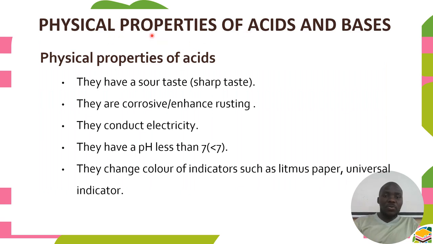Now we're going to look at the physical properties of acids and bases. The physical properties are properties which we are able to see. First of all, acids have a sour taste or a sharp taste. They are corrosive. When I'm saying corrosive, they can enhance rusting. They conduct electricity because when they are put in water, they are able to ionize and form ions. Acids have a pH less than 7. They change colors of indicators, such as litmus paper as well as universal indicators.